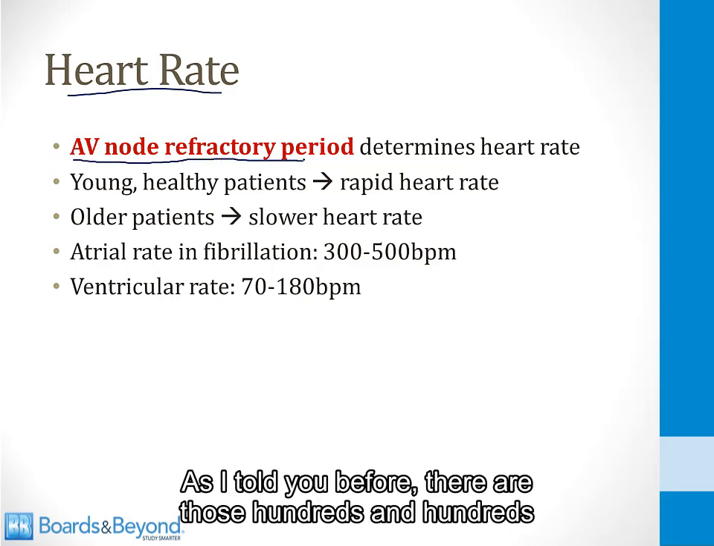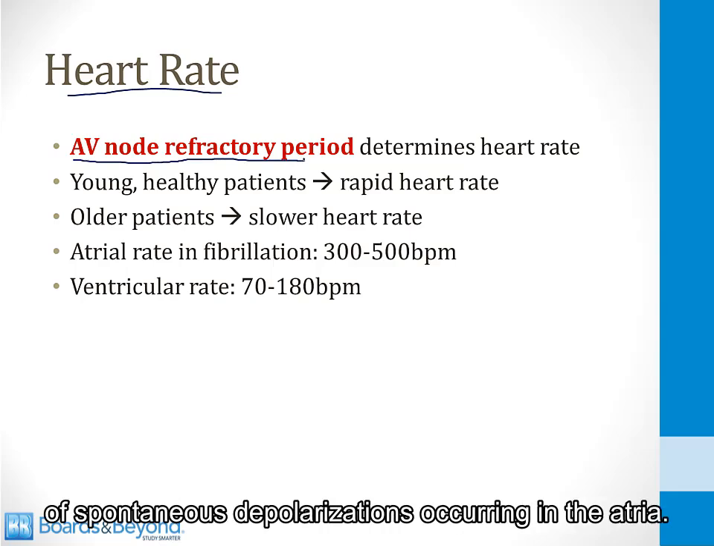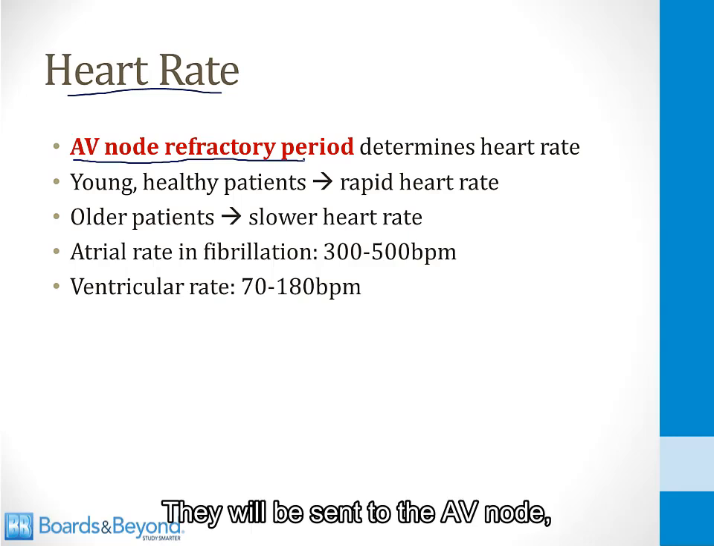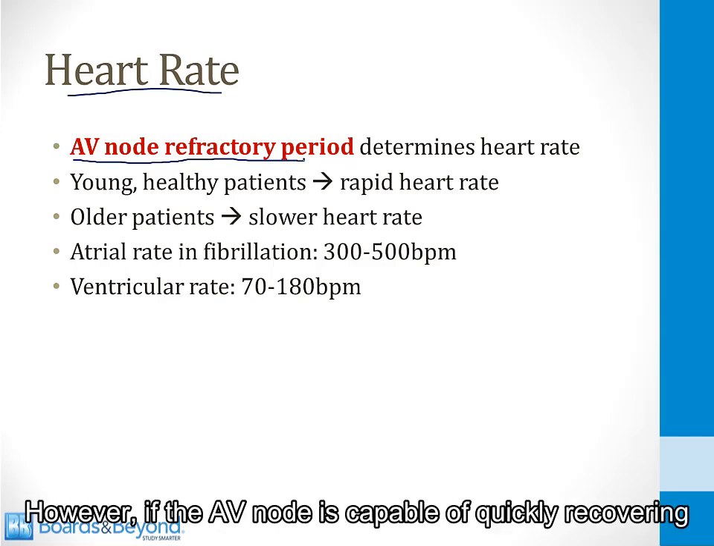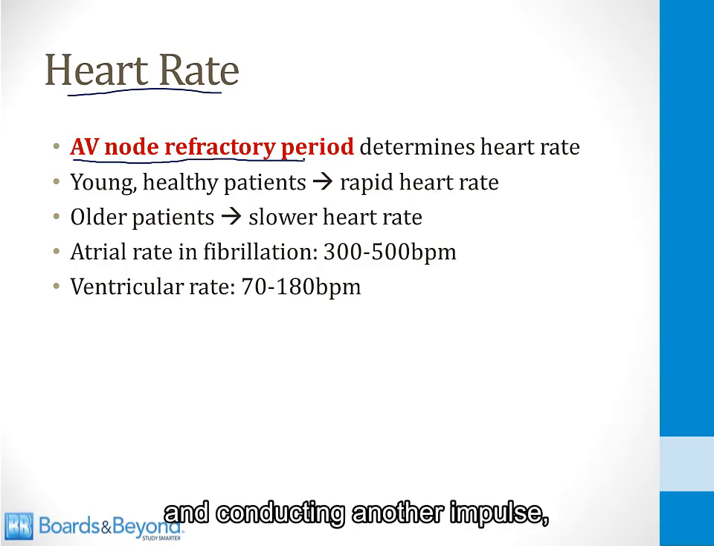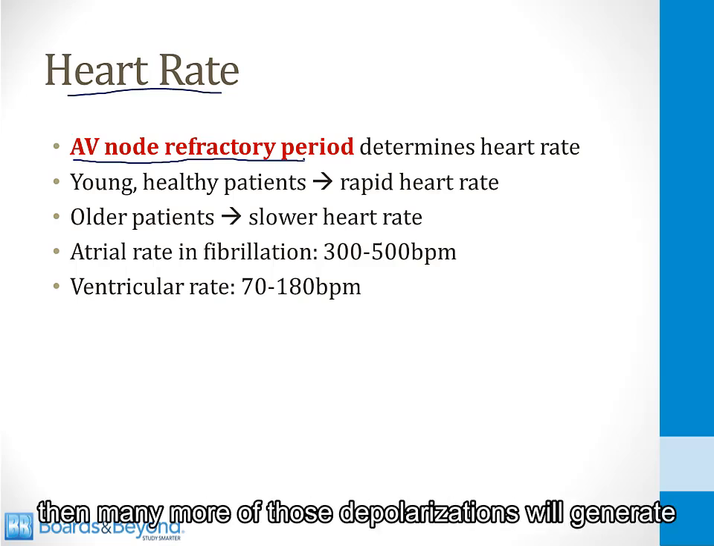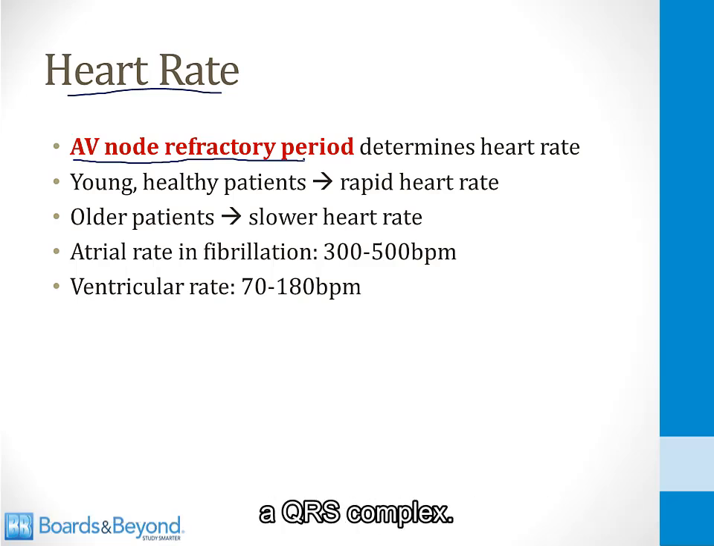As I told you before, there are those hundreds and hundreds of spontaneous depolarizations occurring in the atria. They will be sent to the AV node, and if the AV node is refractory, they will not be conducted to the ventricle. However, if the AV node is capable of quickly recovering and conducting another impulse, then many more of those depolarizations will generate a QRS complex.